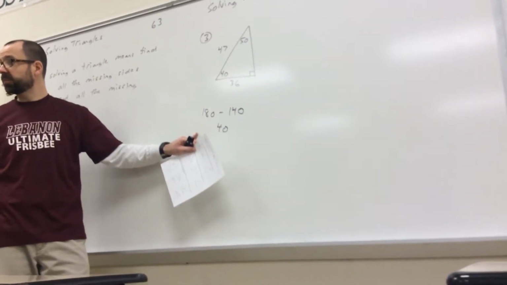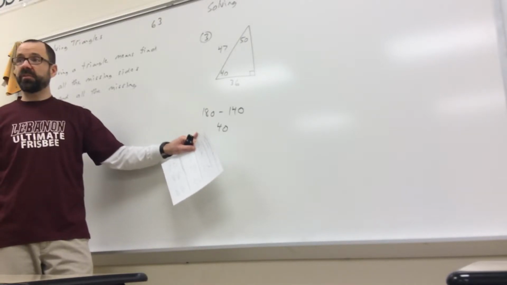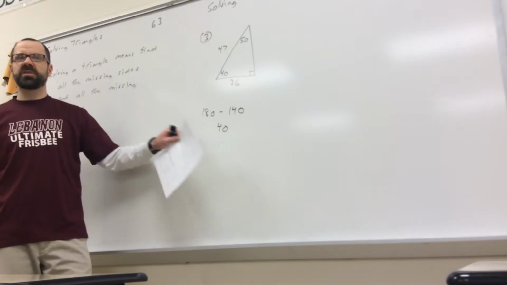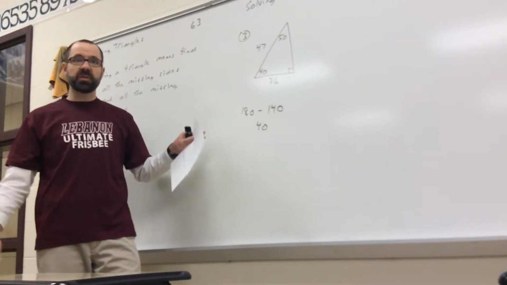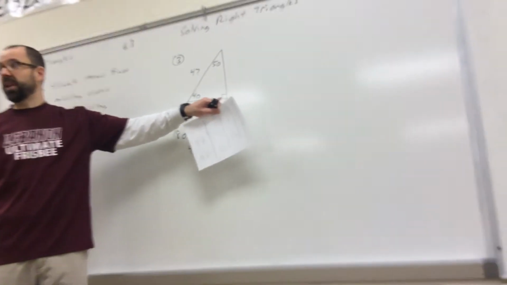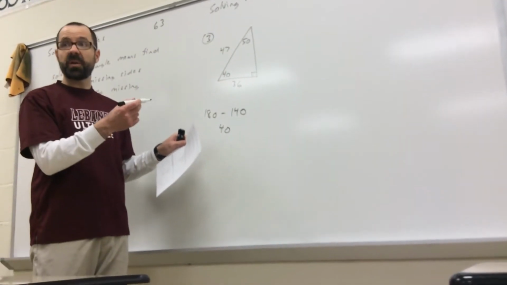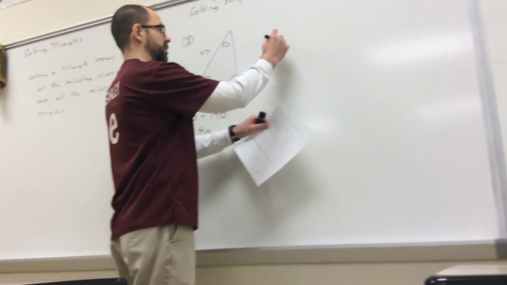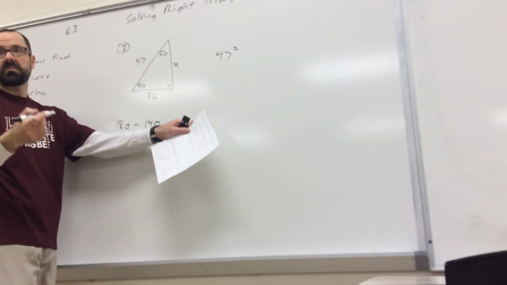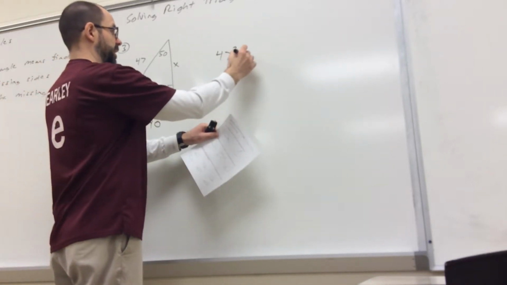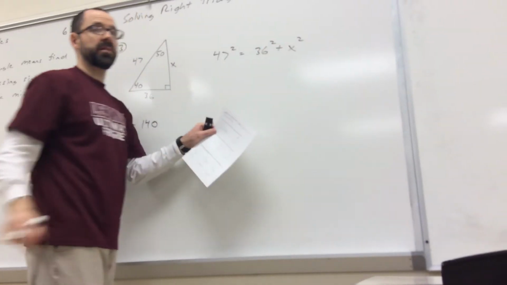We can use Pythagorean theorem to find the missing side. Does the Pythagorean theorem work with any triangle? Just right triangles, but this one's a right triangle because it's got a 90-degree angle. So Pythagorean theorem's fair game. 47 is the hypotenuse. I'll call this side x. So 47 squared equals 36 squared plus x squared.